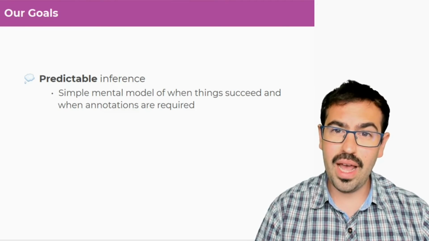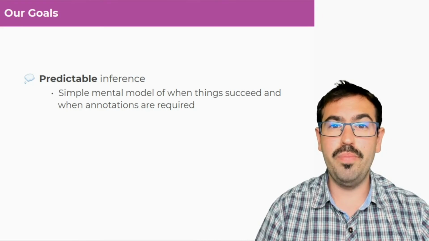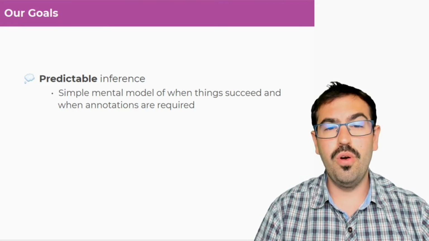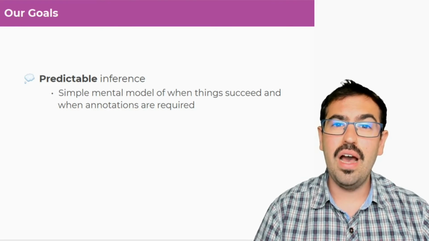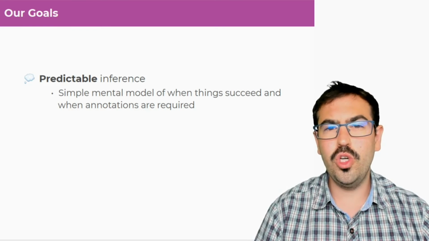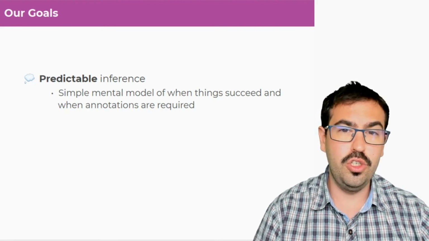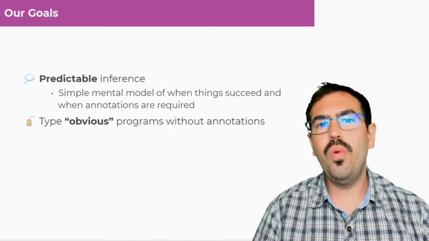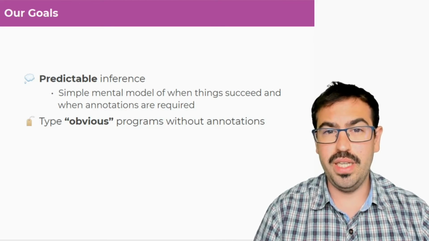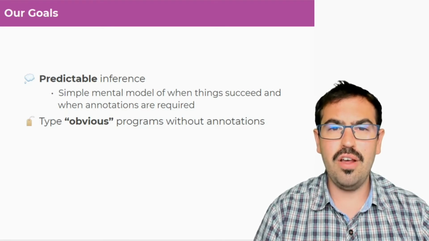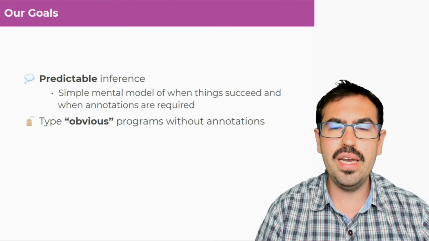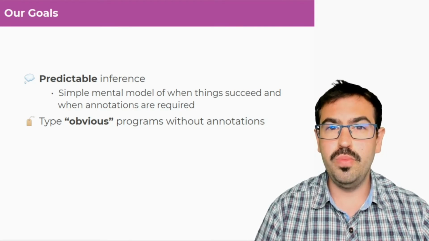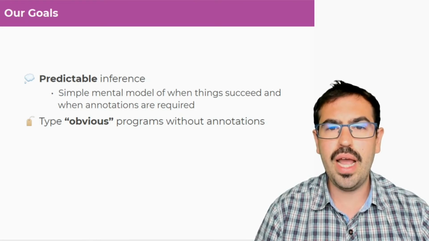So our goal actually has always been to have a predictable inference, by which I mean a simple mental model that the developer can have of when things will succeed and also when things break, where the annotation should be placed. We also want obvious programs to be typable without annotations. And of course, what is obvious is subjective. In the paper, we have a big list of examples which we think should be typable without annotations.